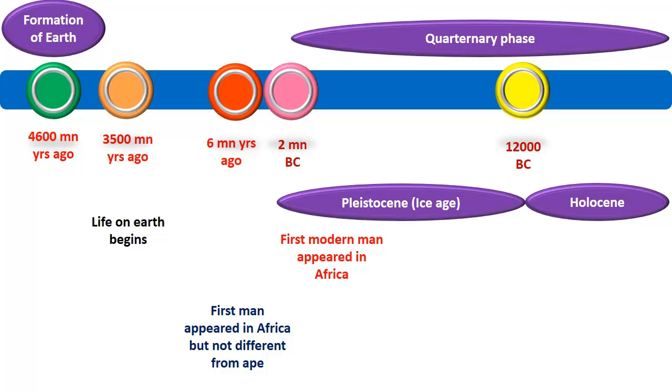You understand this? Formation of Earth 4.6 billion years ago. Life began 3.5 billion years ago. First man appeared in Africa, not different from an ape. That happened 6 million years ago. And the first modern man appeared again in Africa. That happened 2 million years ago. And from there, the phase is called quaternary phase until 12,000 BC. The period in between is called Pleistocene or Ice Age. After 12,000 BC, it is called Holocene.